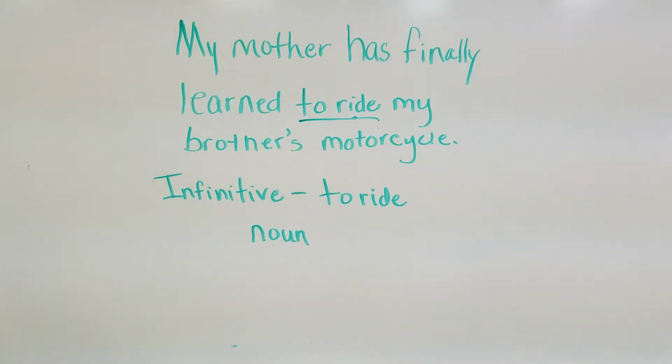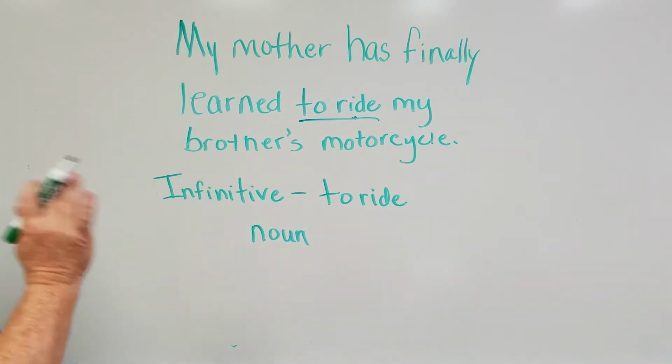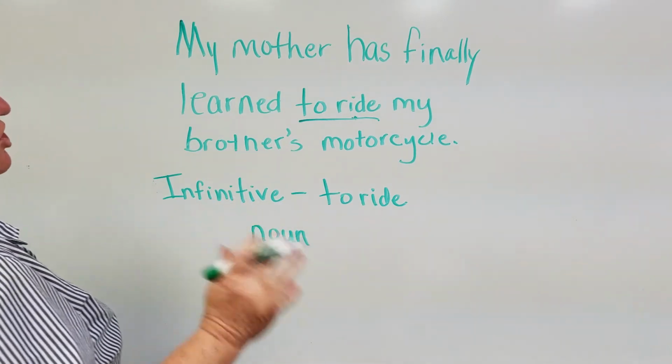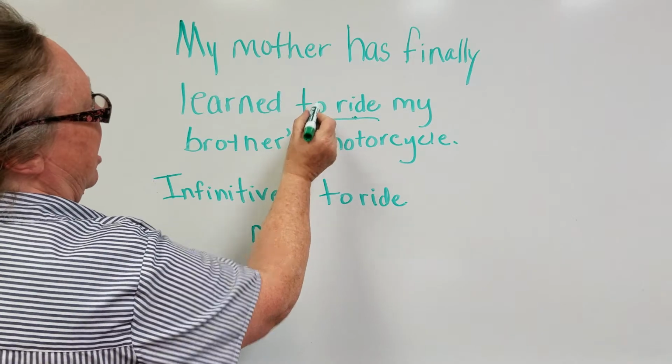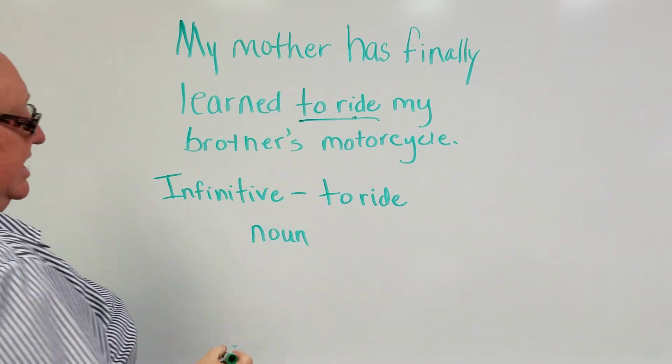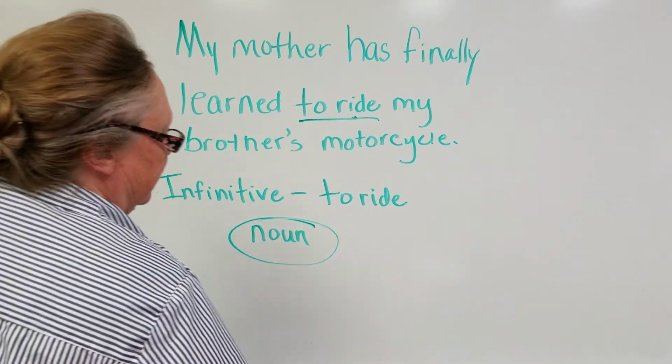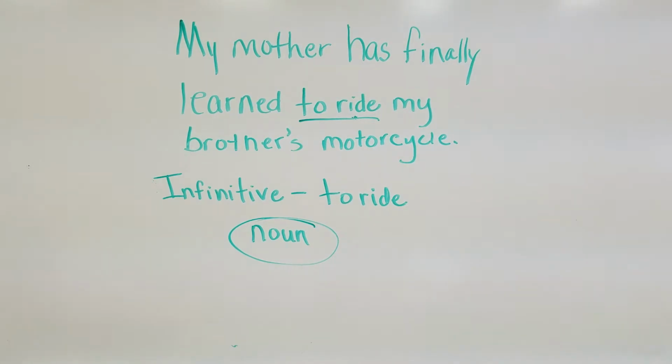Now, we've got to decide what it's acting as. It's not acting as a verb, so it must be acting as an adjective, adverb, or noun. So, my mother has finally learned. What has she learned? The thing she has learned. To ride. If it's a thing, then it is a noun, because we know that nouns are persons, places, and things.